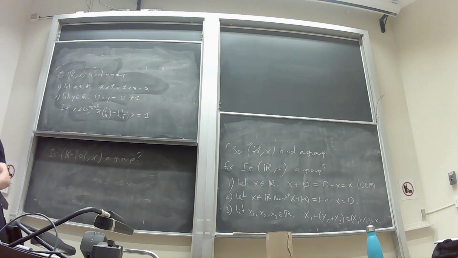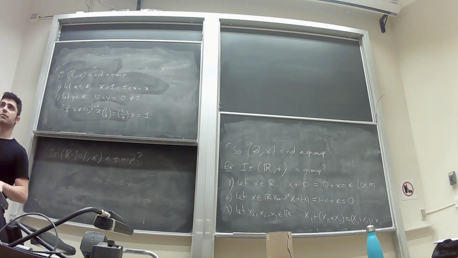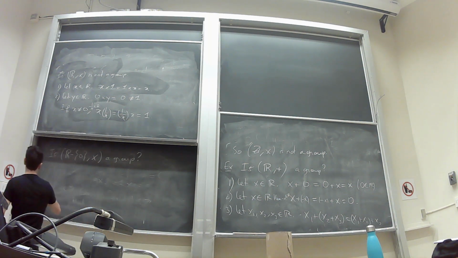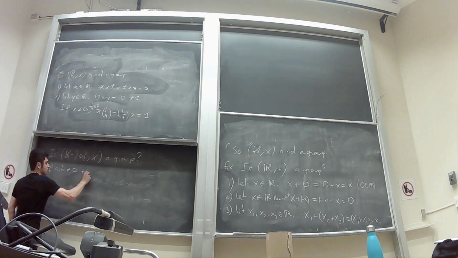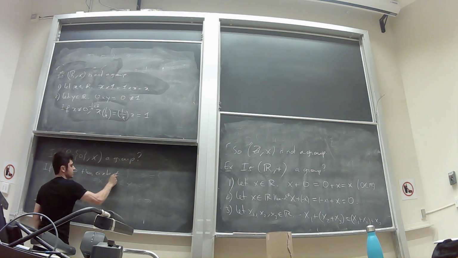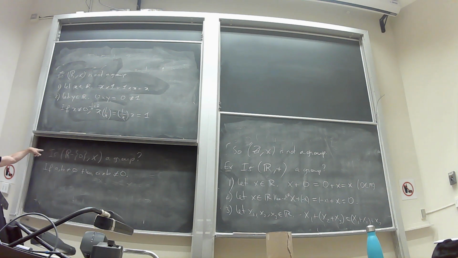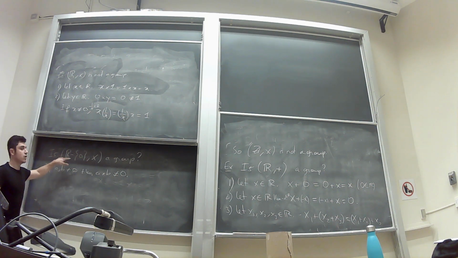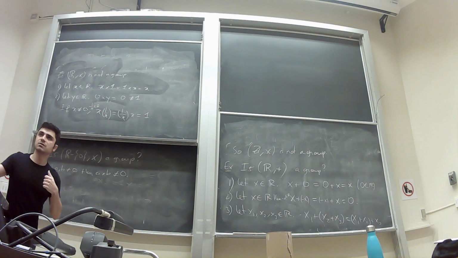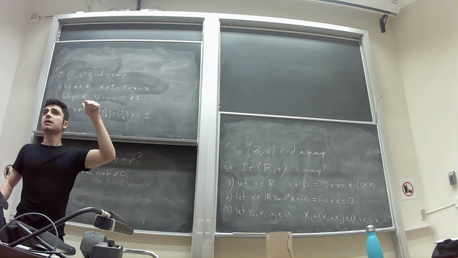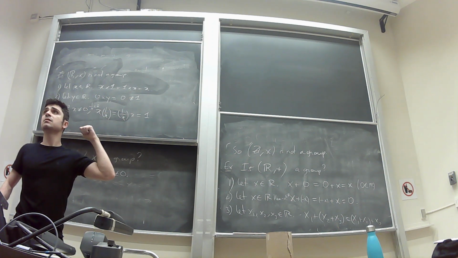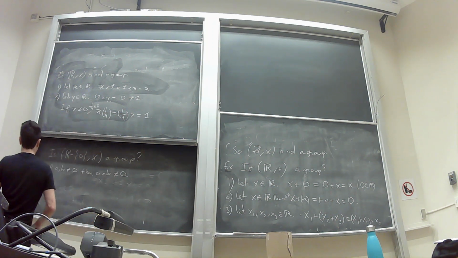First, I have to check something. If you take the product of two non-zero real numbers, you get a non-zero real number, right? If a and b are different than 0, then a times b is different than 0. So multiplication is a binary operation on R minus 0. You take a product of two non-zero real numbers, you get back a non-zero real number. Agreed? Any questions on this? Great. Now, is it a group?